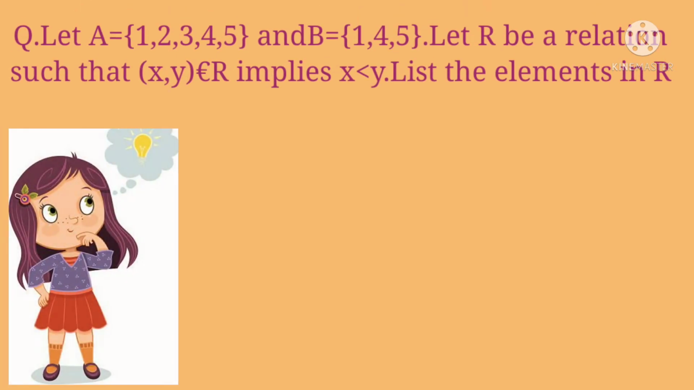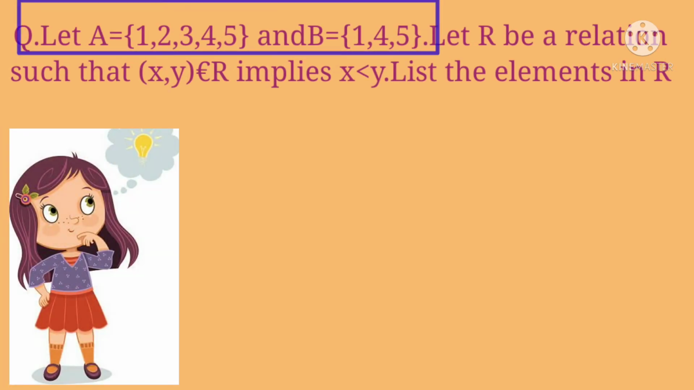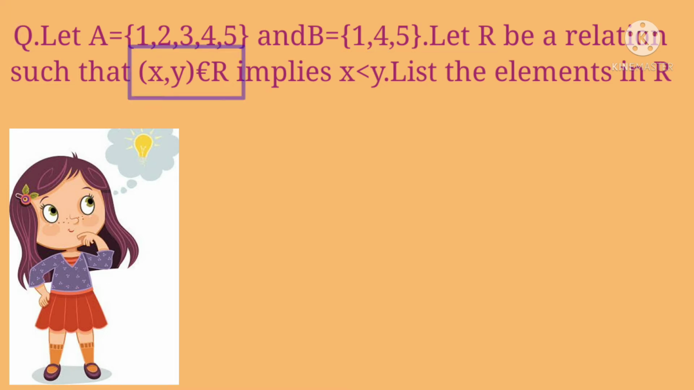Let's clear the concept with a suitable example. The set A and set B are given in the question. We need to find the relation in which (X, Y) belongs to the relation, that is, the ordered pair should belong to the relation, and the most important condition is that X should be less than Y. In this way we need to find the relation.